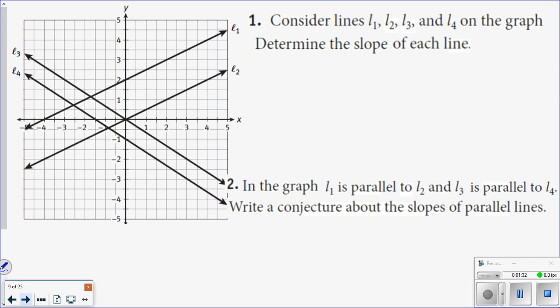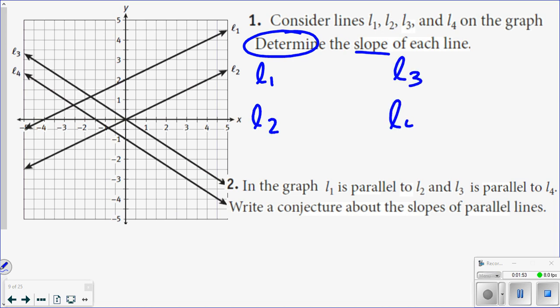So question 1, we have a graph, and there are 4 lines, and they're labeled L1, L2, L3, and L4. And you are going to determine the slope of each line. So I want you to pause the video, and I want you to find the slope of all of these lines. So you need to put points on these lines. And remember, you're counting rise over run.